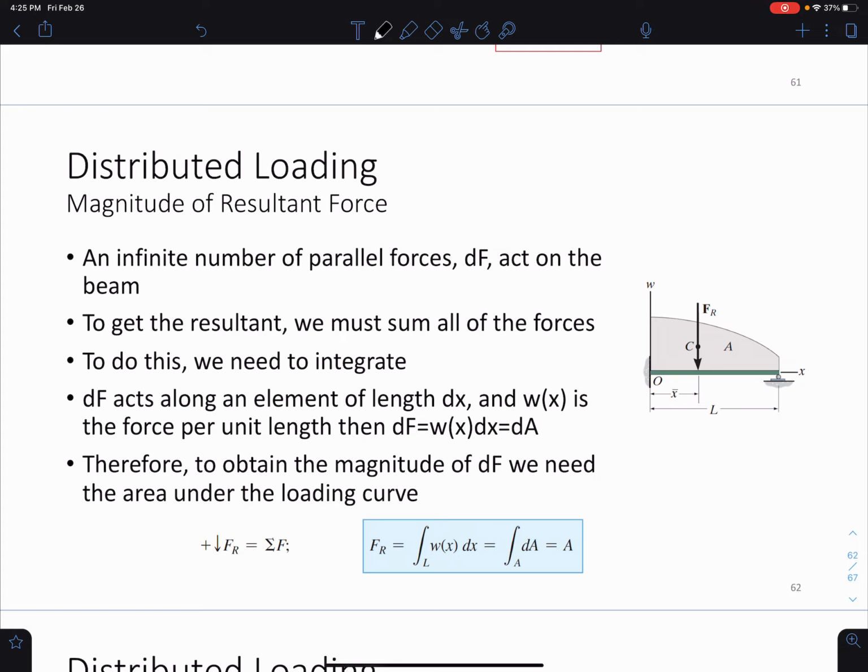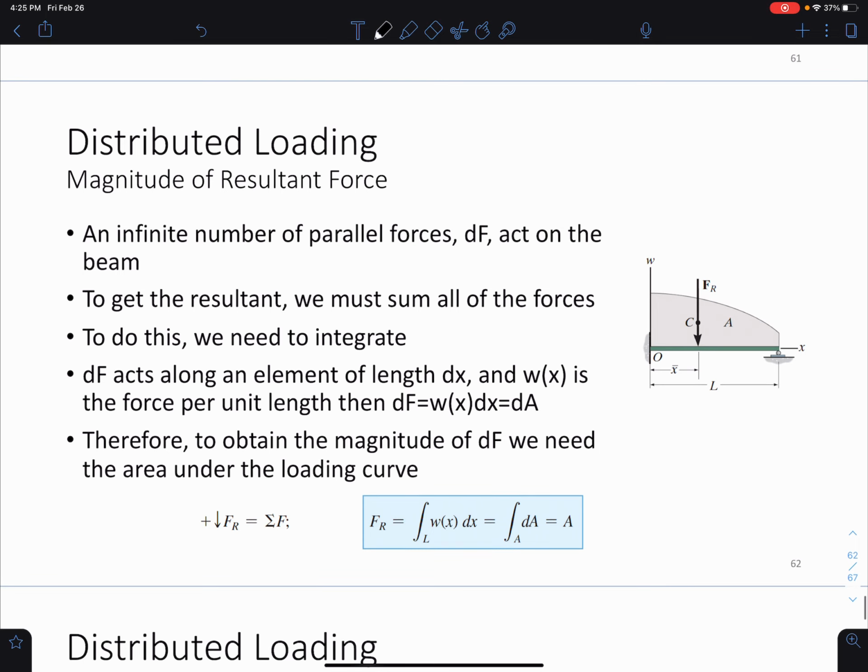If we have an infinite number of all of these parallel forces that act on the beam, all we have to do is sum all of them up. And what does it mean when we sum up an infinite number of forces? It means that we need to take an integral. So if dF acts along the element of some length dx and w of x is the force per unit length, then we can get the magnitude by taking the area under the loading curve. That gives us this formulation, the integral, which is equal to the area under the curve.